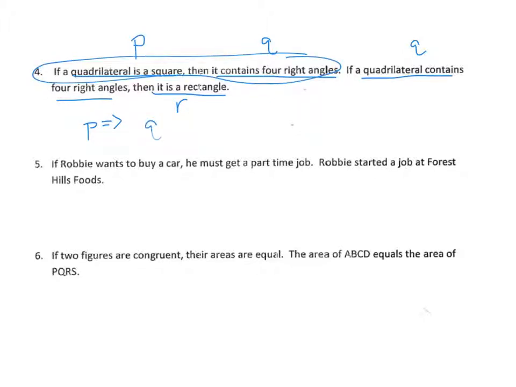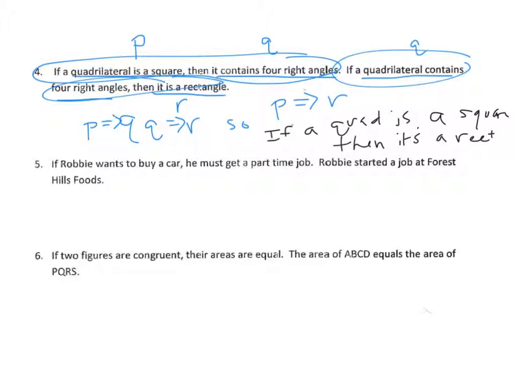We have Q implies R in our second sentence. So by the law of syllogism, we can say P implies R and cut out the Q's. So I'm going to write that. I wrote, it's hard to read though, if a quadrilateral is a square, then it's a rectangle.